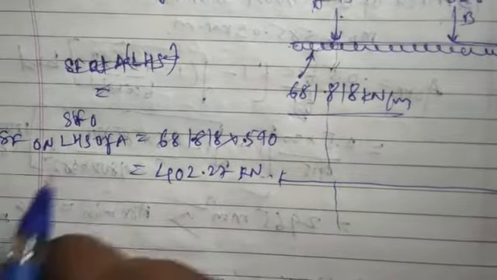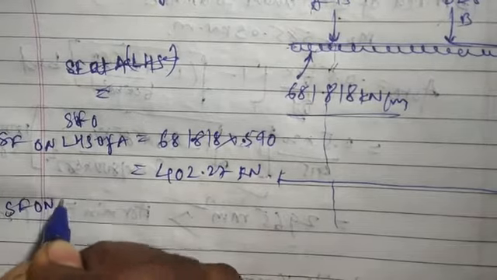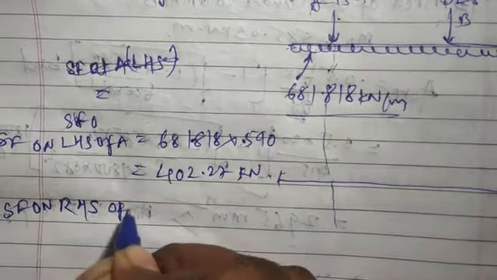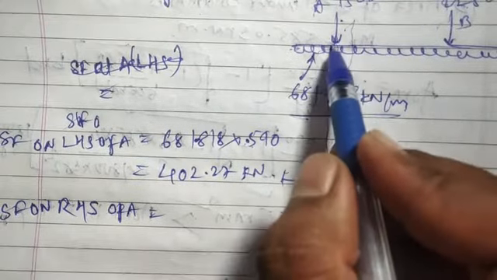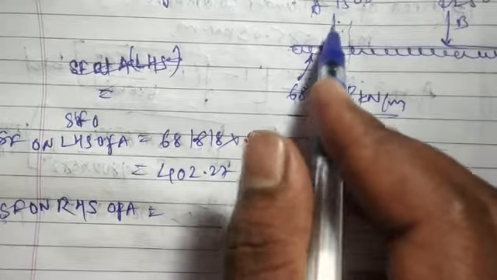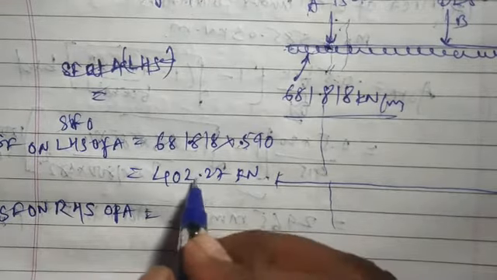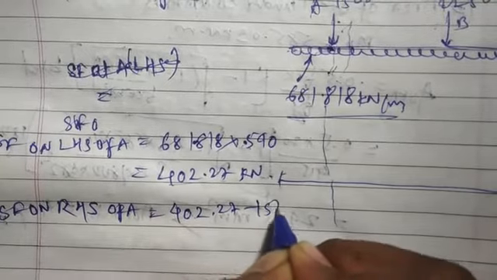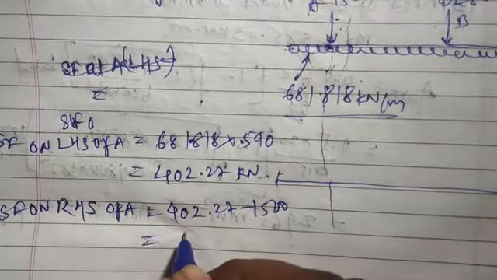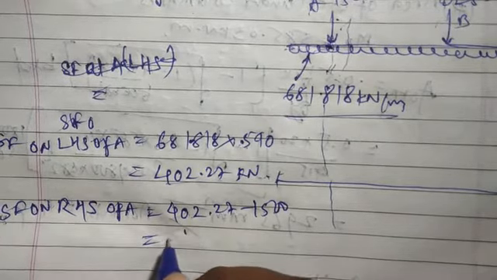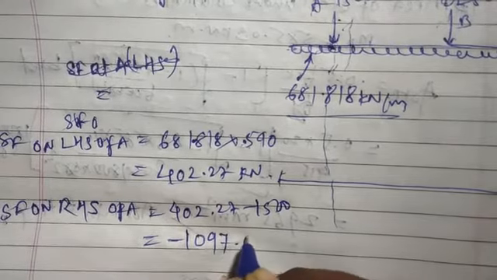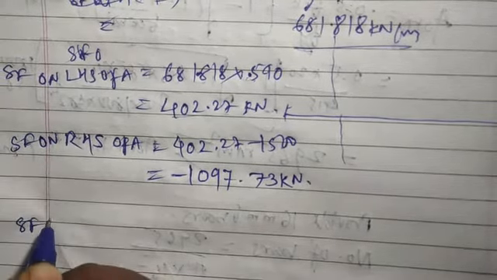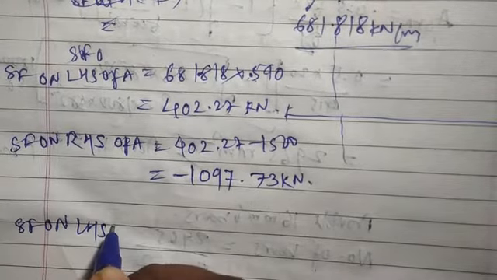Now we'll calculate the shear force on the RHS of A. If you take a section at this point, there will be UDL and this force in the downward direction, which will be negative. The value of UDL is already known to us, that is 402.27, minus the value of the downward load, that is 1500. If you calculate this, it will be minus 1097.73 kilonewton.